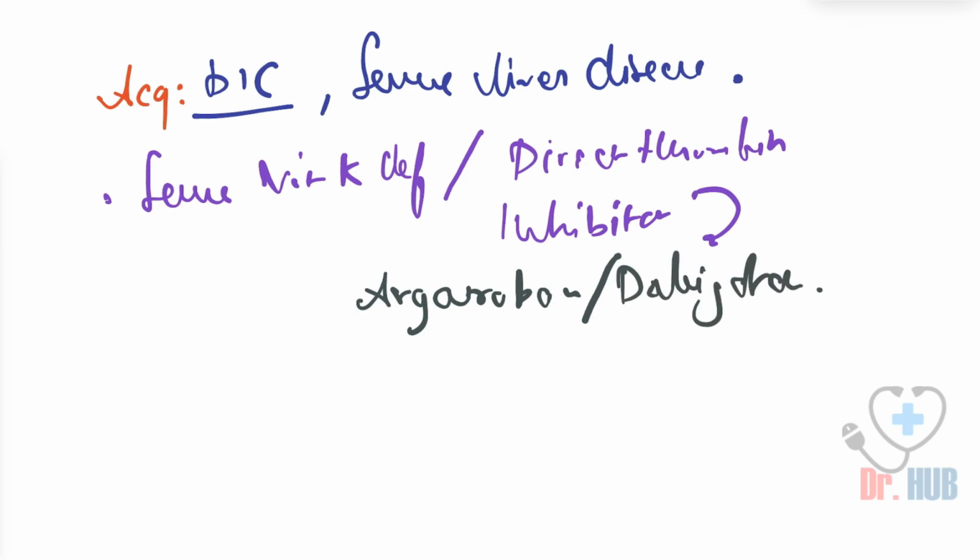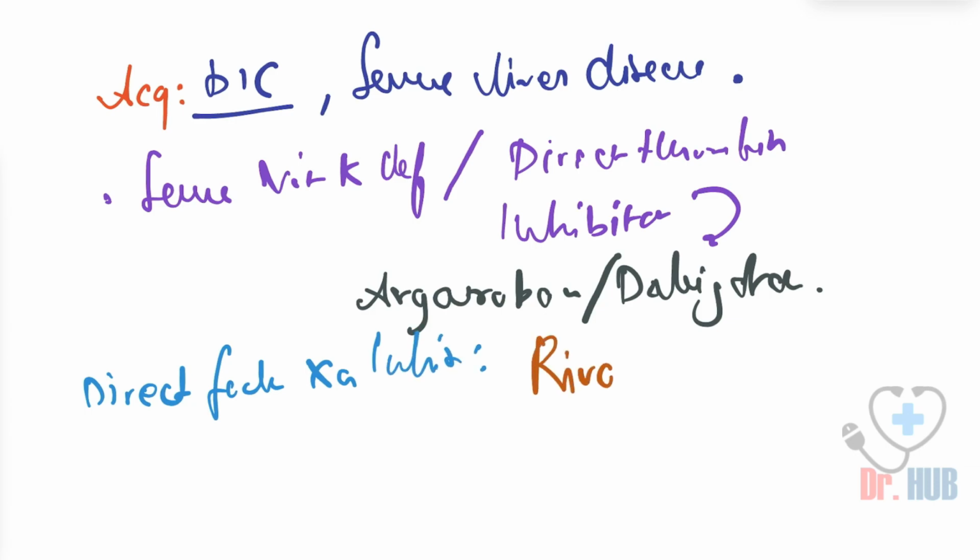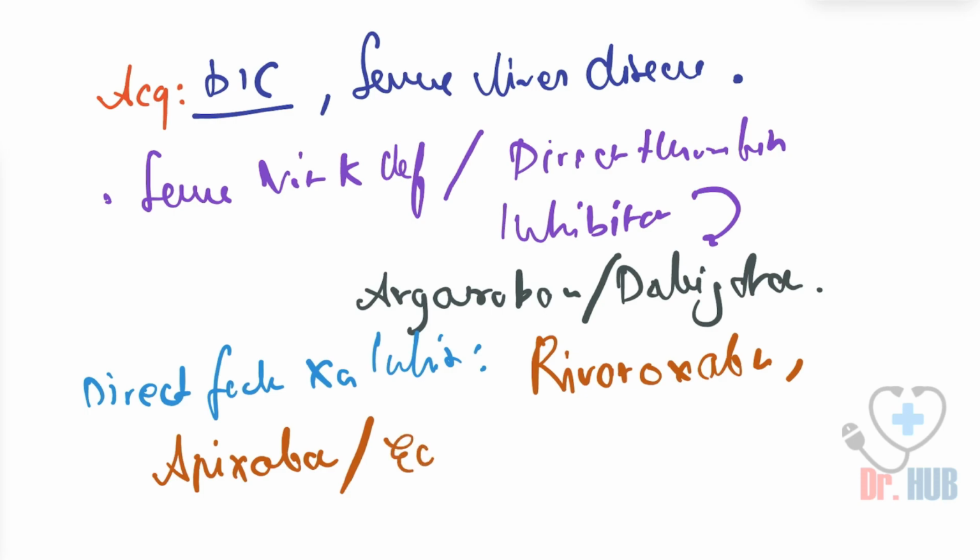Next we move on to the direct factor Xa, direct factor 10a inhibitors. So what does this include? This includes rivaroxaban, then there is also apixaban and edoxaban. Next, there is also fondaparinux.